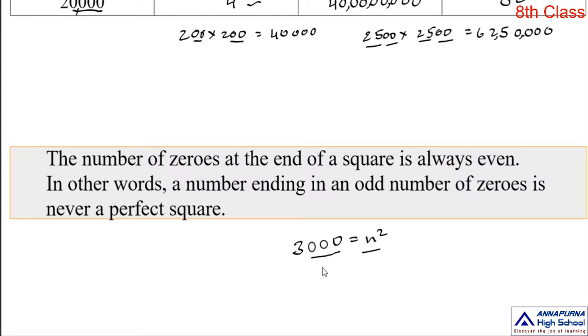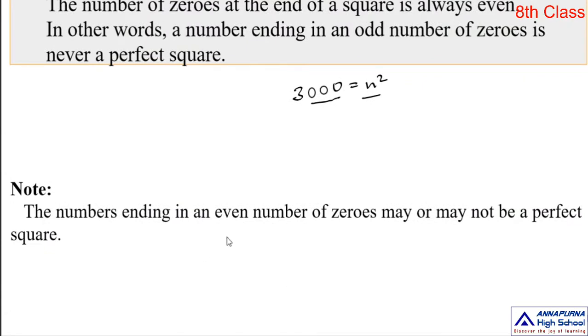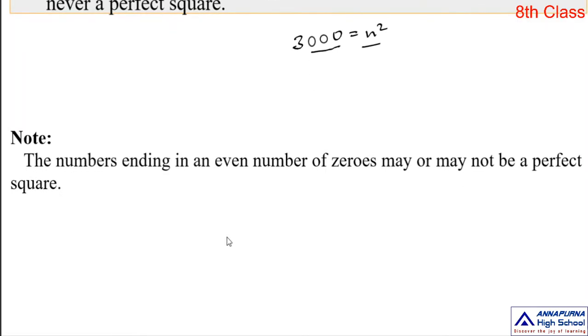It is very clear. Here we also observe one important note: numbers ending with an even number of zeros may or may not be a perfect square number. For example, if a number ends with an even number of zeros, like this, you might say it is a perfect square number. According to this property it ends with an even number of zeros, but it is not a perfect square number. If you have any doubt, find out the prime factorization of this number.